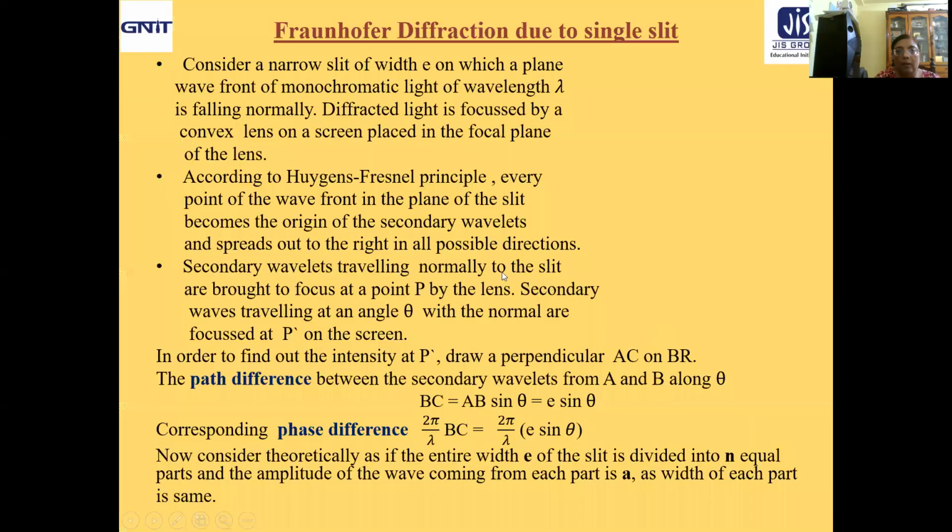Okay. Now, as per our syllabus, we will now start discussing Fraunhofer diffraction due to single slit.